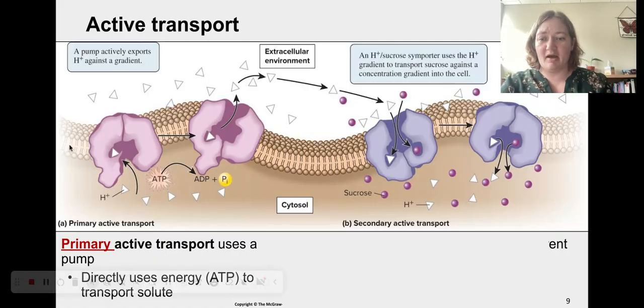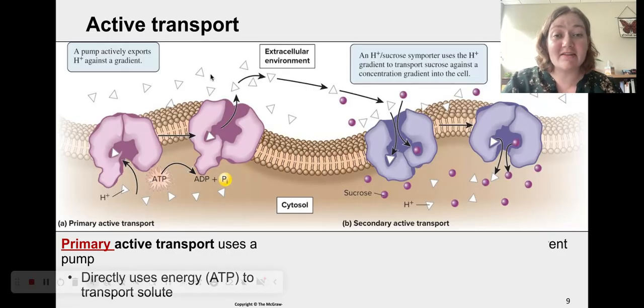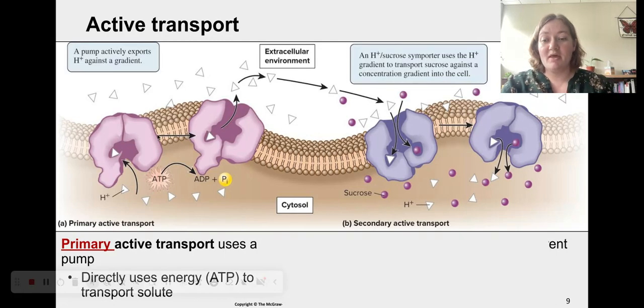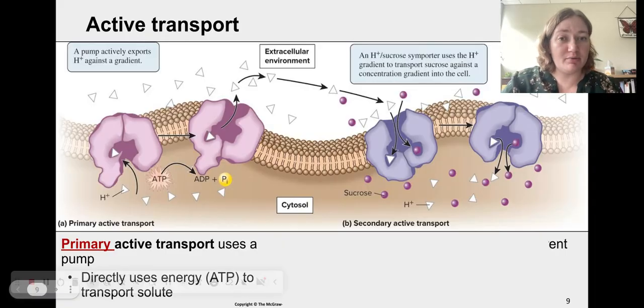All right, so here we have our transmembrane protein. We're trying to move these hydrogen ions across the membrane. We're going from an area of low concentration to high concentration. We're going against the gradient, right? So these hydrogen ions will bind to this transporter protein, right? And the transporter protein isn't going to change its shape until we get some energy.